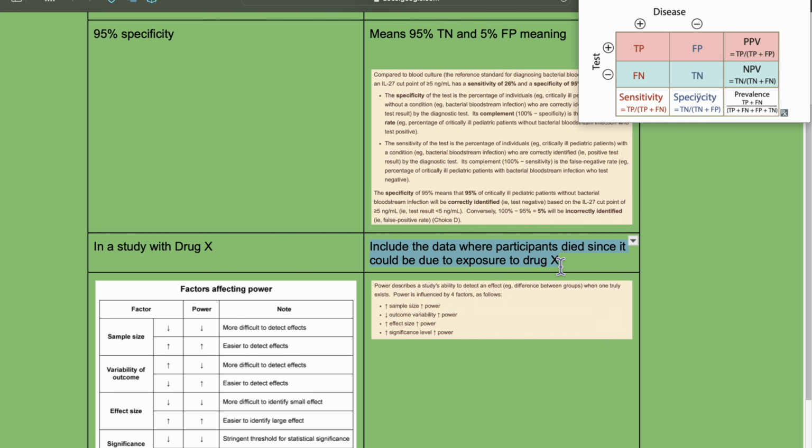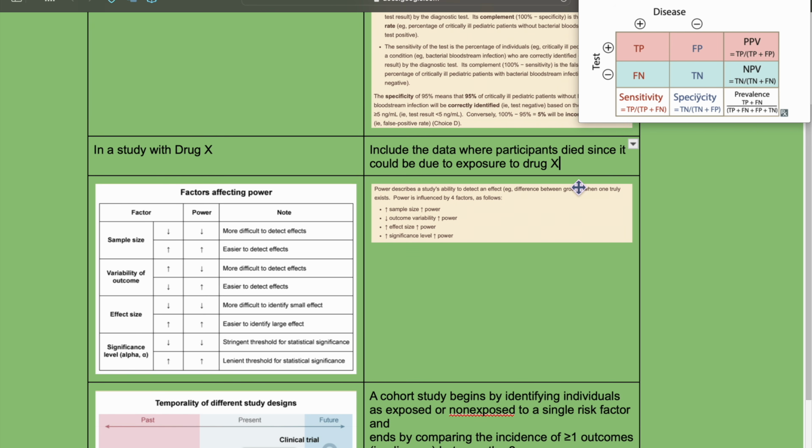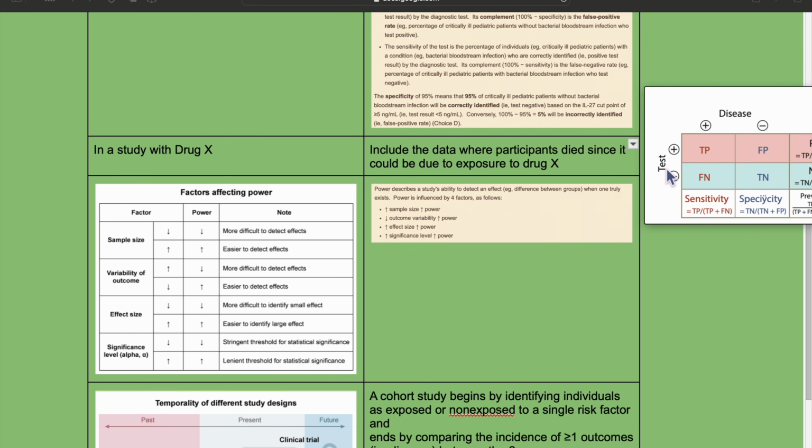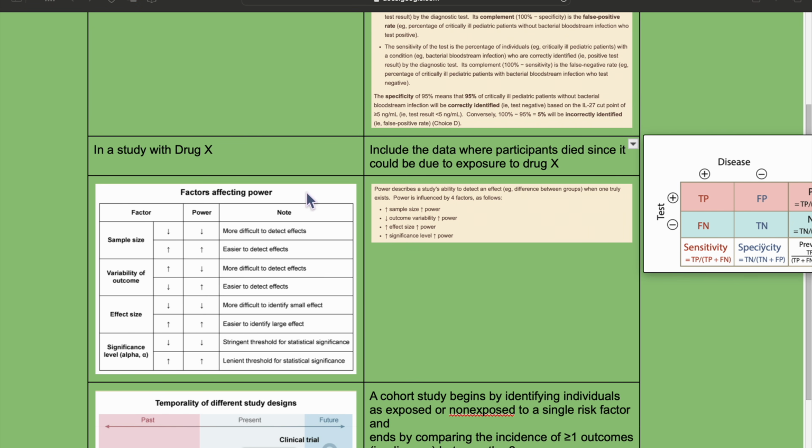So if you're doing intention to treat, do this. Or even if you're submitting the study and you're saying that there were people who died, you should add that in the study. That is something of concern when you're doing a study. Even if it's not intention to treat, it is still a thing of concern, right? So include the data where participants died, since it could be due to exposure to drug X.